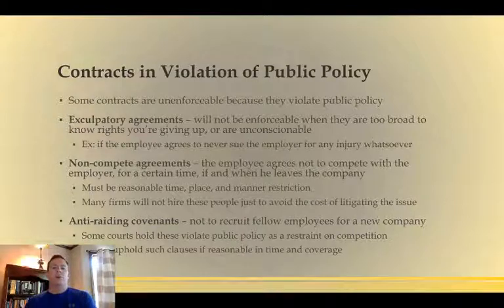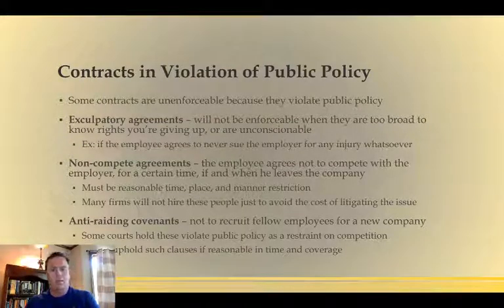Okay, then the book talks about some contracts in violation of public policy, specifically certain clauses in contracts that might be deemed to violate public policy because basically they're too broad, or they attempt to cover too much. And we've talked about this in earlier chapters, in torts to some extent and in contracts to some extent generally.